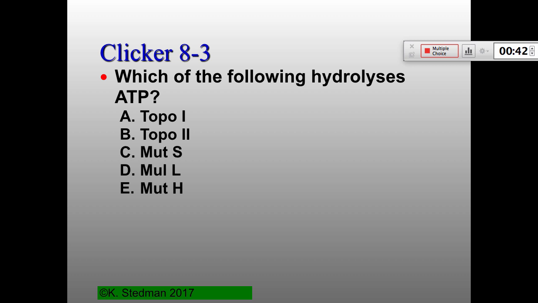Used to pull the two strands apart, that used to have hydrolysis. Right.